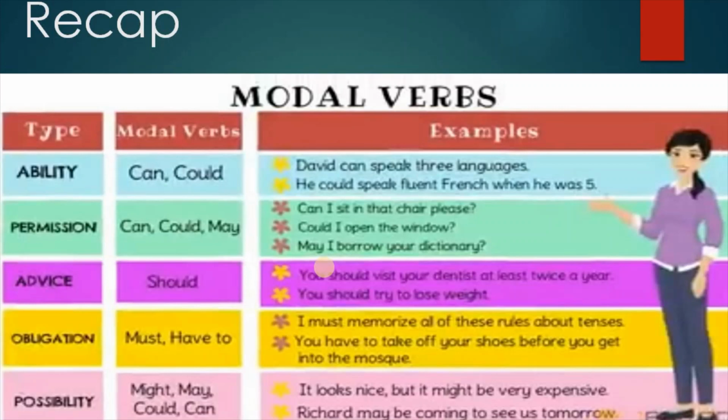Now next, should. Should is used to show the advice. You should visit your dentist at least twice a year. You should try to lose weight. Must, have to. Must and have to are used for obligation. I must memorize all of these rules about tenses. You have to take off your shoes before you get into the mosque.